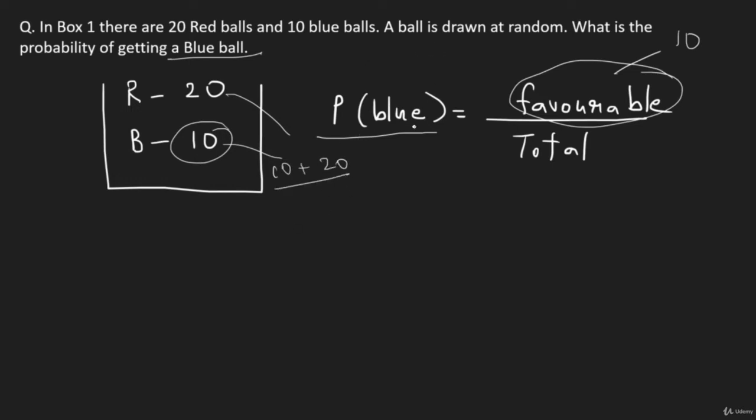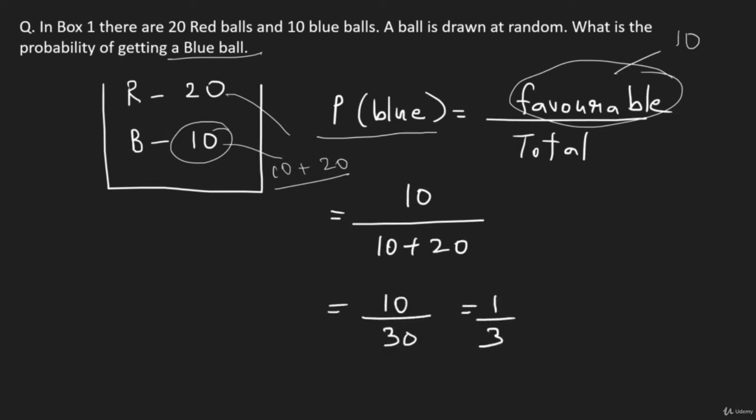Therefore, the probability to get a blue ball, which is equal to favorable events divided by total events, is equal to 10 divided by 10 plus 20, which is equal to 10 by 30 or 1 by 3. So we can say that there is a 33% chance to get a blue ball out if you are drawing a ball out from this box over here.